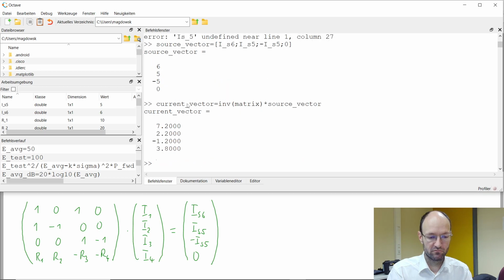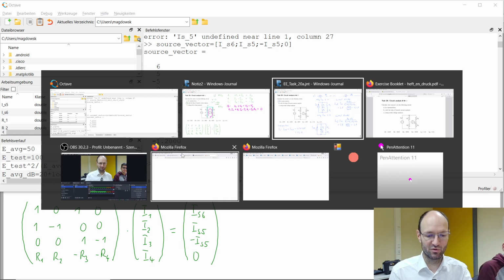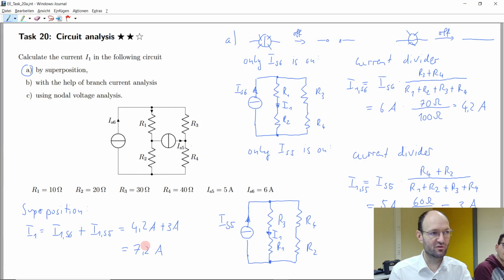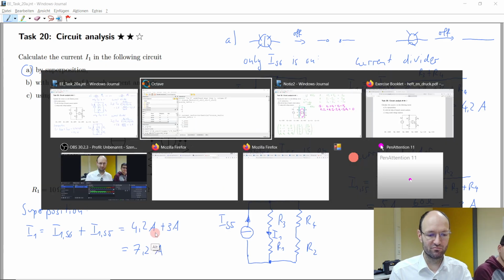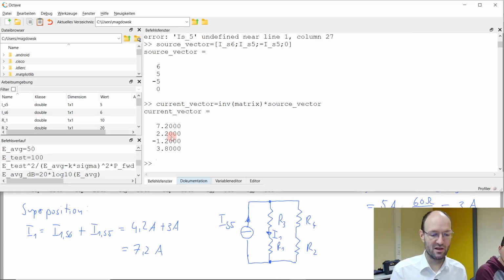And there we get all the values. And luckily, the first one coincides with what we calculated before using this superposition method and procedure, which does not look too bad. And so the other ones, without doing a formal proof, also don't look too bad.